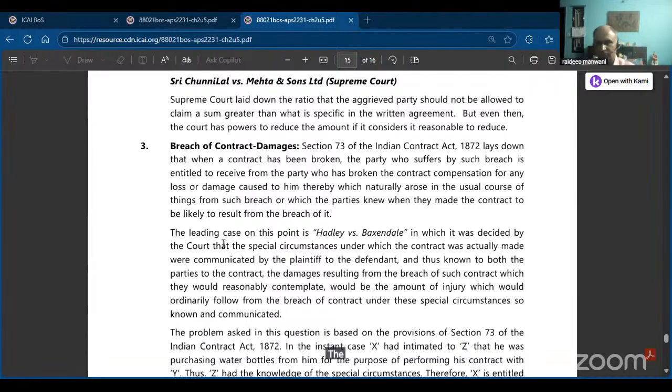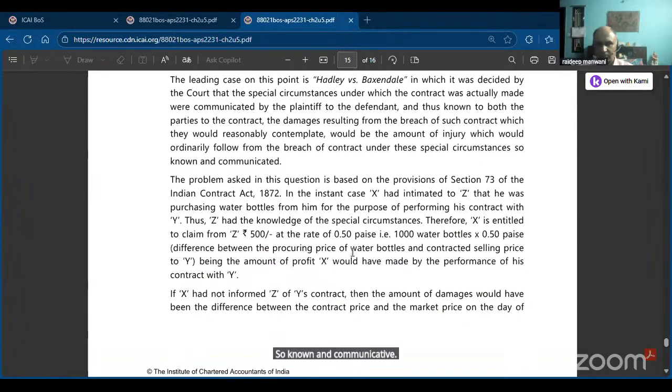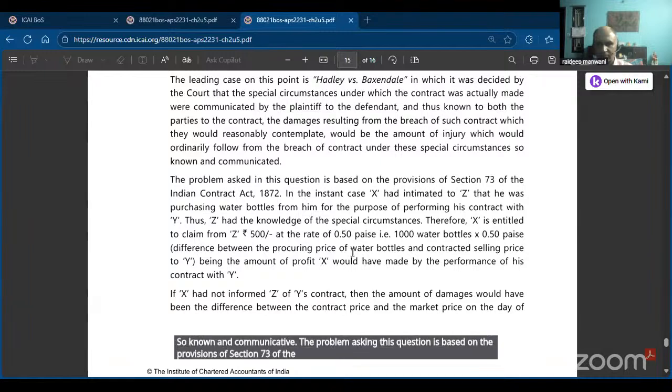The leading case on this point is Hadley versus Baxendale, in which it was decided by the court that the special circumstances under which the contract was actually made were communicated by the plaintiff to the defendant and thus known to both parties to the contract. The damages resulting from the breach of such contract, which they would reasonably contemplate, would be the amount of injury which would ordinarily follow from the breach of contract under these special circumstances so known and communicated. The problem asked in this question is based on the provisions of Section 73 of the Indian Contract Act 1872.